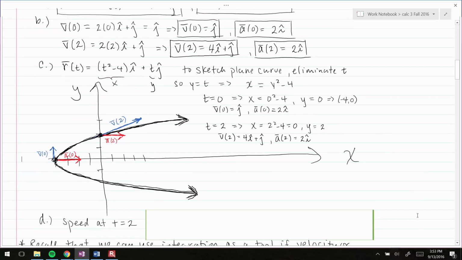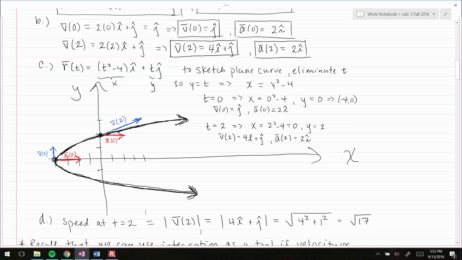So finally, just a little follow-up question at the end. What is the speed at t equals 2? And so in vector land, we need to make sure we're taking the magnitude, which involves taking each of the components here, squaring, adding, and taking the square root. So that answer ends up being square root of 17.